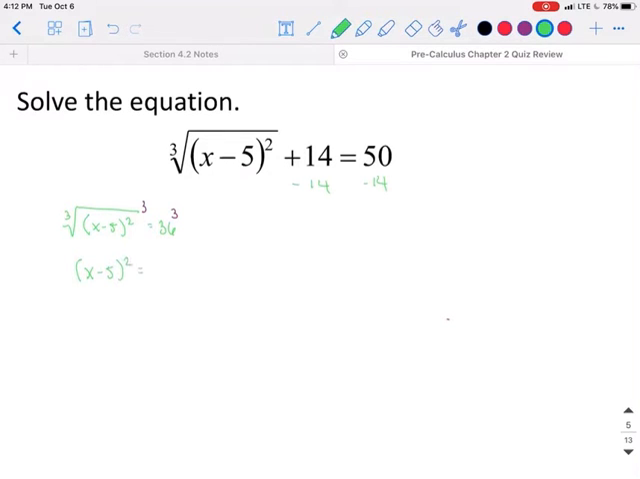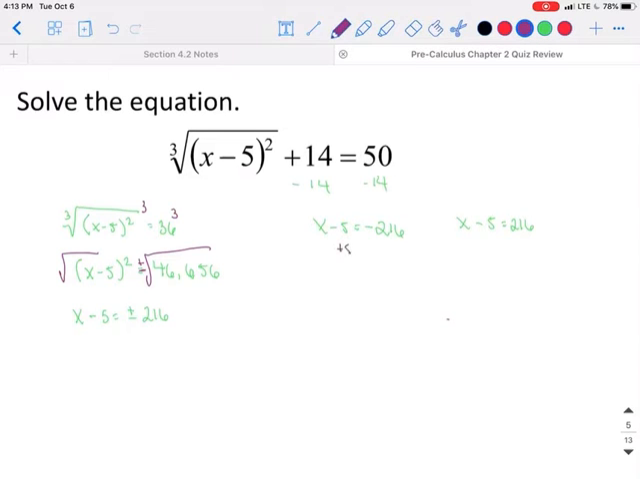So it's going to leave us with x minus 5 squared is equal to 46,656. To get the x by itself, we are going to take the square root of both sides. But since you are taking an even root, you do need to remember to put that plus or minus in front of it. So we have x minus 5 is equal to plus or minus 216. So we're going to have two separate answers. We're going to have x minus 5 is equal to a negative 216, and x minus 5 is equal to a positive 216.